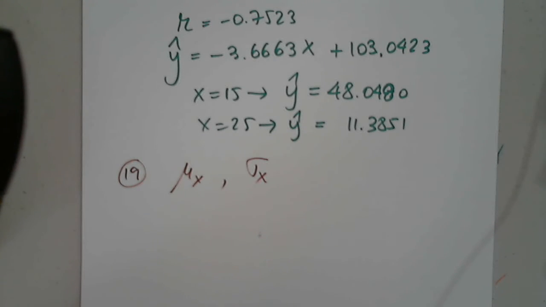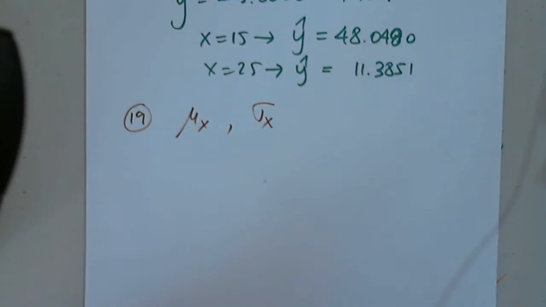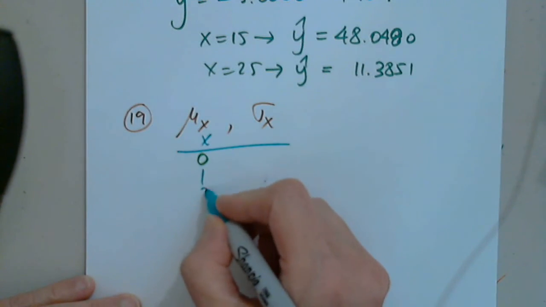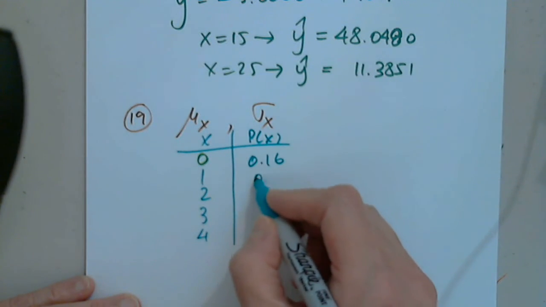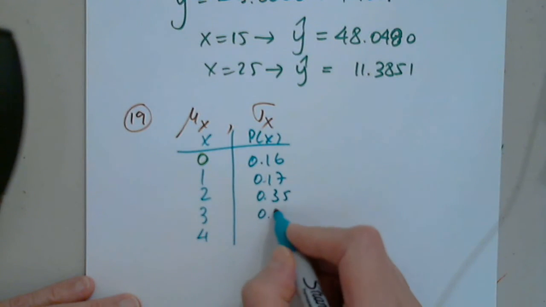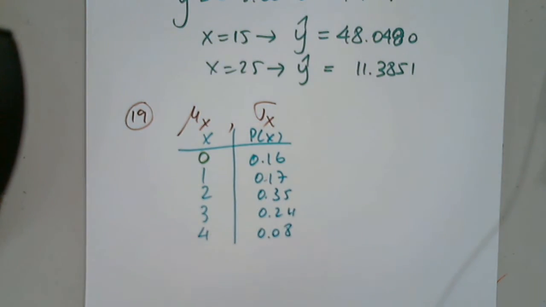So we use this to answer these questions, in other words, to find the mean and the standard deviation. I'm adding these two questions here, so let's copy that. So we have for x 0, 1, 2, 3, and 4. And the probability is 0.16, 0.17, 0.35, 0.24, and 0.08. So this is the one that we had to discover.